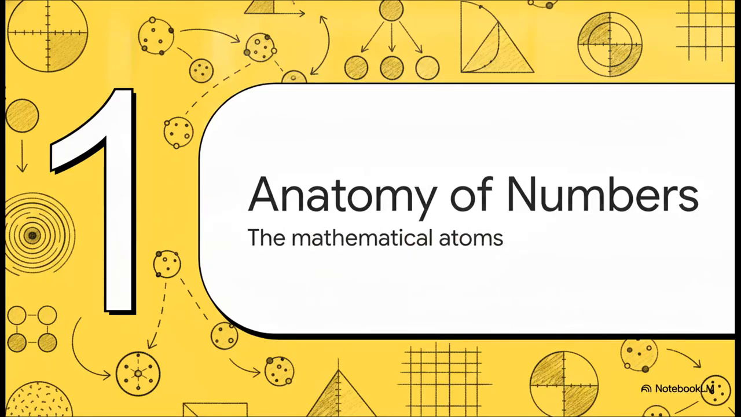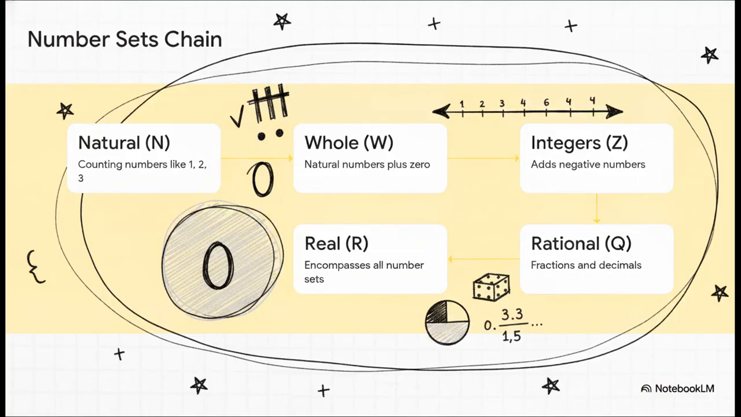Section 1. The anatomy of numbers. The mathematical atoms. Let's look at question 3 on the worksheet. It shows this fascinating relationship where different types of numbers nest inside each other, kind of like those wooden Russian nesting dolls. You start with step 1, the natural numbers, your basic counting numbers, like 1, 2, 3. Then step 2 steps it up to whole numbers, which is just the natural numbers, but we toss a 0 in there. Step 3 expands into integers, which brings negative numbers to the party.